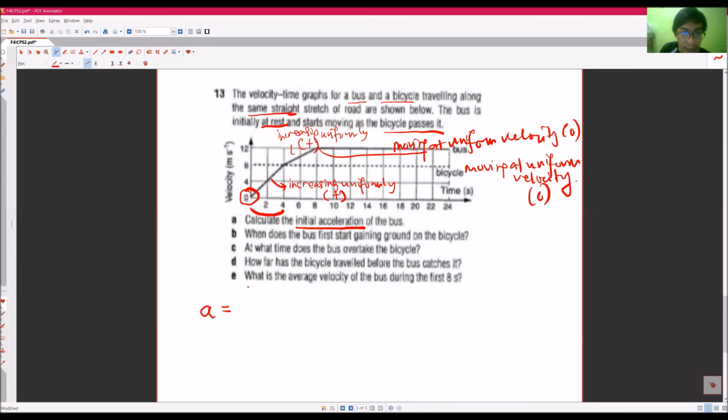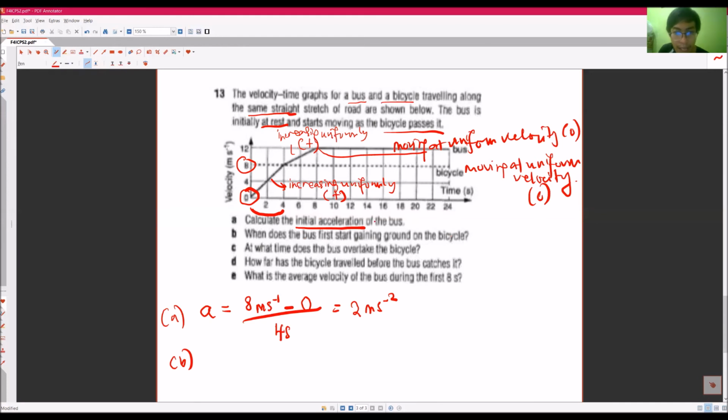Acceleration, y2 is 8, not cm, meters per second, minus 0, divided by 4 seconds. So 8 divided by 4 is 2 meters per second squared. So positive direction, good. Positive acceleration. B, when does the bus first start gaining ground on the bicycle?